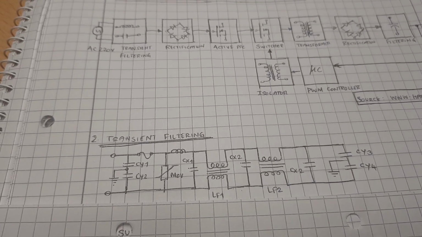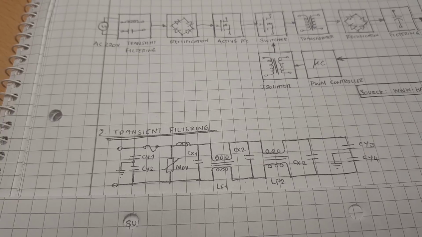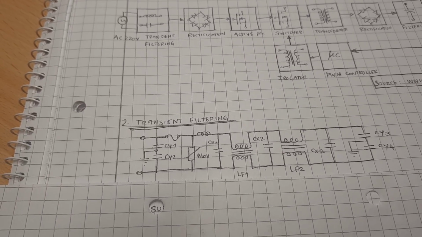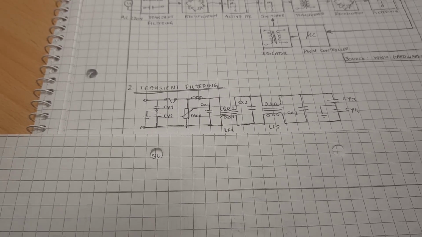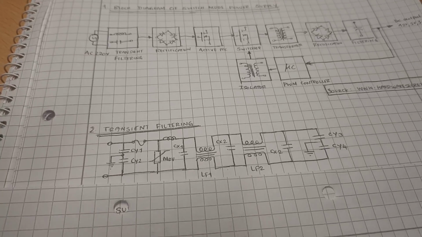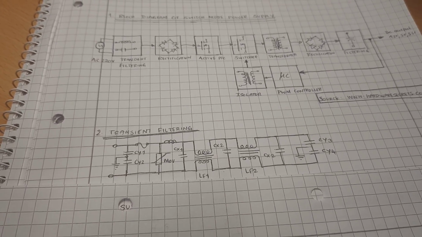So transient filtering is the first section of such a switch mode power supply. There are several configurations of such a transient filtering section. I have shown here once again a very basic scheme of transient filtering.